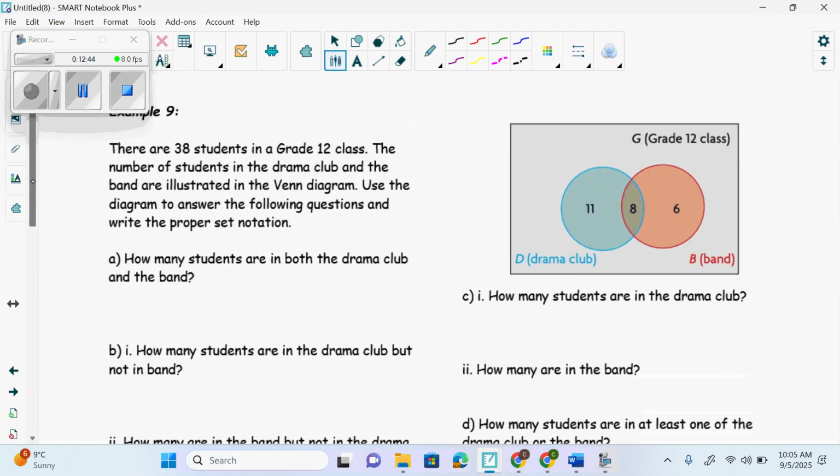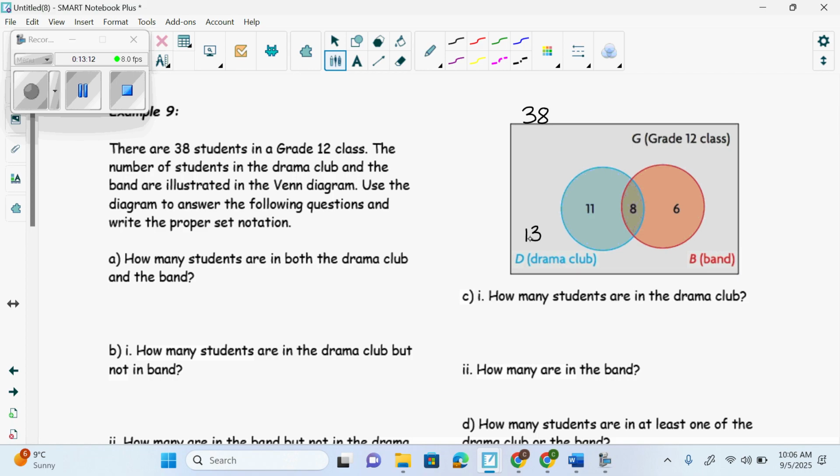So here it says, there are 38 students in the grade 12 class. I'm going to put a 38 out here to remind myself. The number of students in drama and band are illustrated in the Venn diagram. Use the diagram to answer the following questions. The catch with the diagram is it has 3 numbers, and how many do I need for a completed diagram? 4. I'm missing the outside. So this is 19 plus 25, so it'll be 13 on the outside. This is a total of 38 kids.